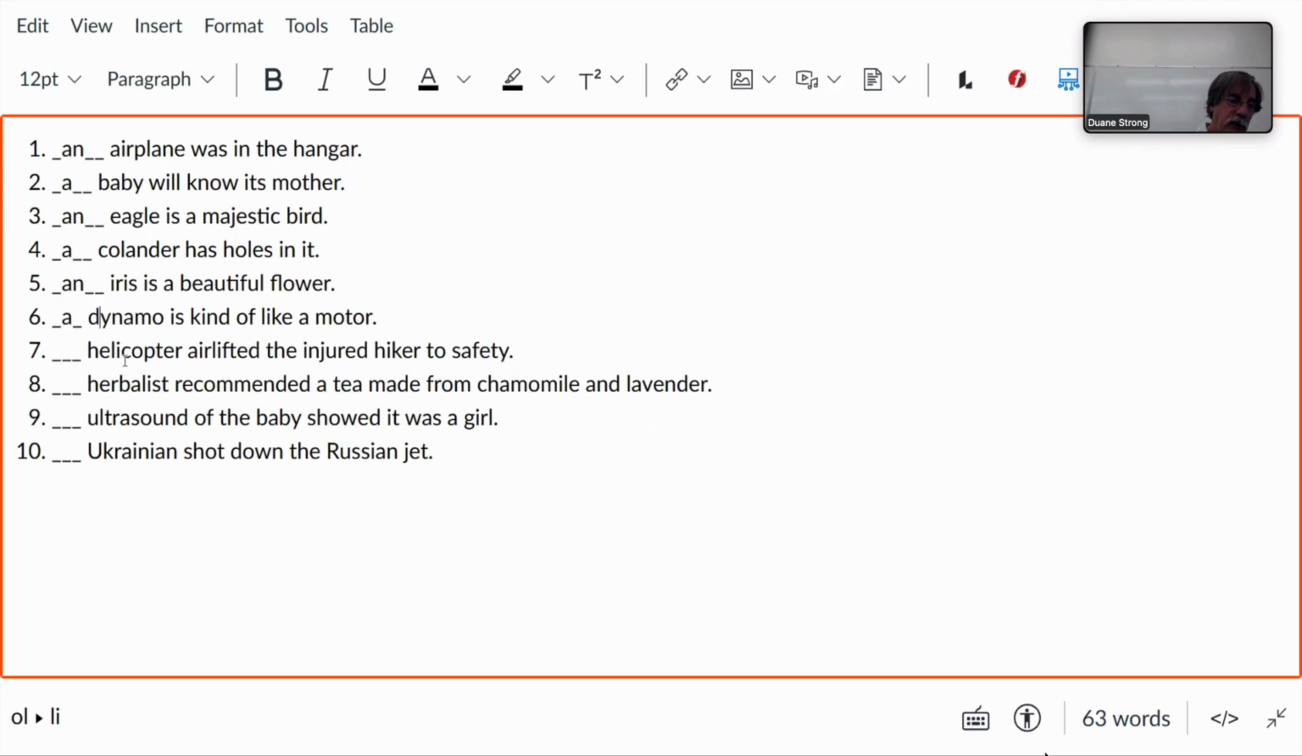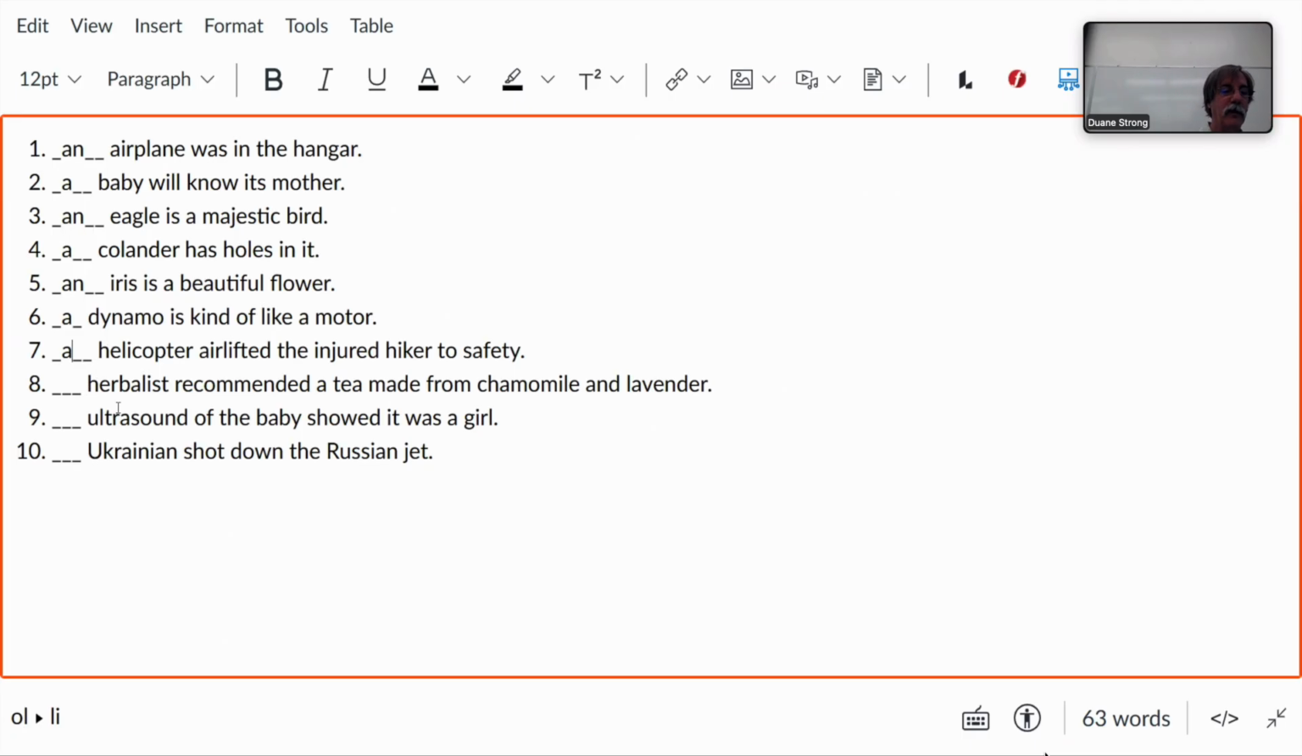All right, now it's going to get tricky. Helicopter airlifted the injured hiker to safety. Is it a helicopter or an helicopter? Do you aspirate the H? Helicopter. Yeah, I'm aspirating the H. So it's a. So why though? Because I'm aspirating the H, so the H is there. It's a consonant, right?